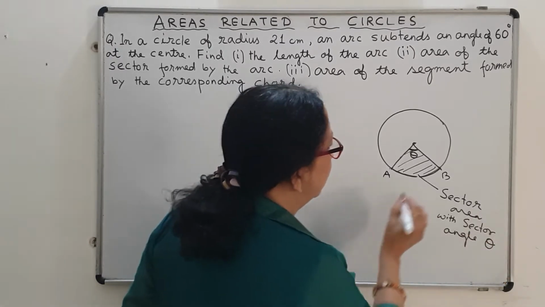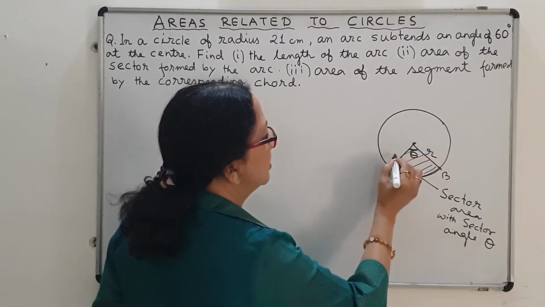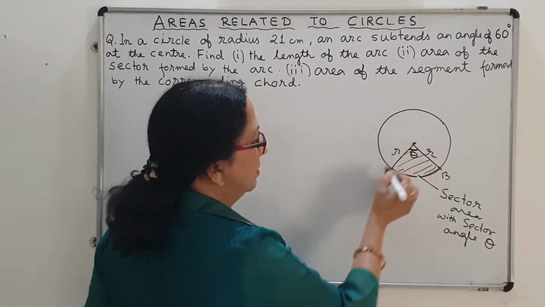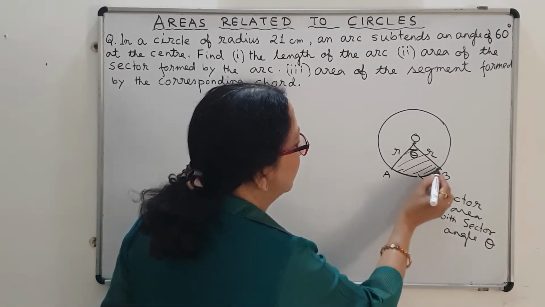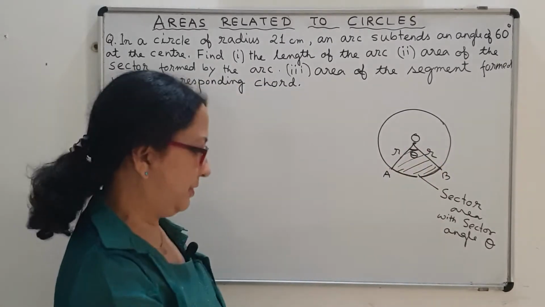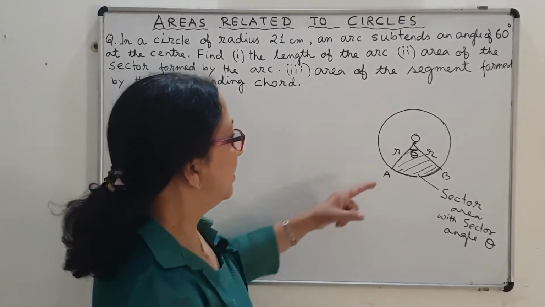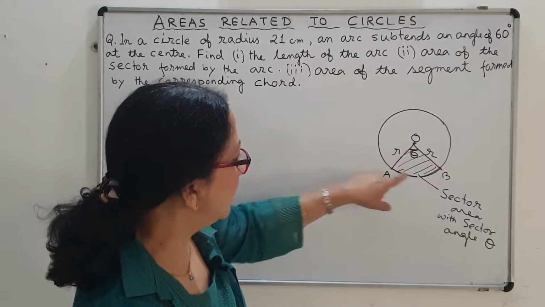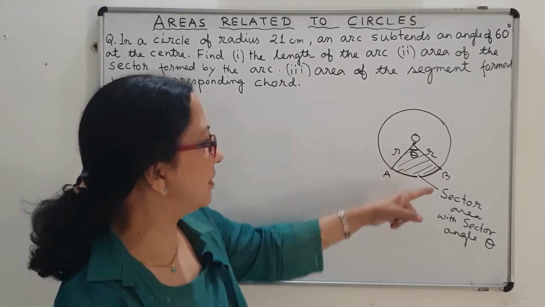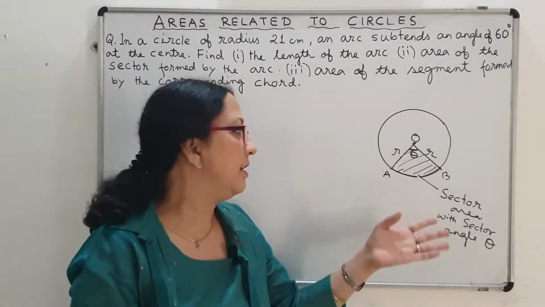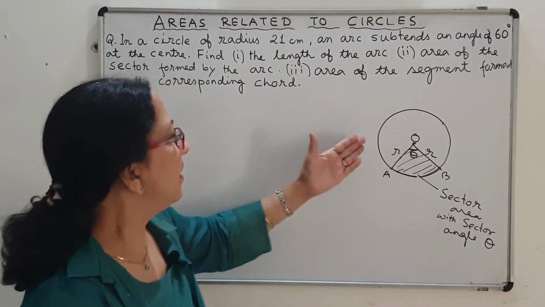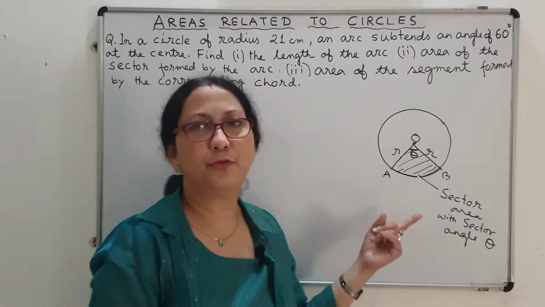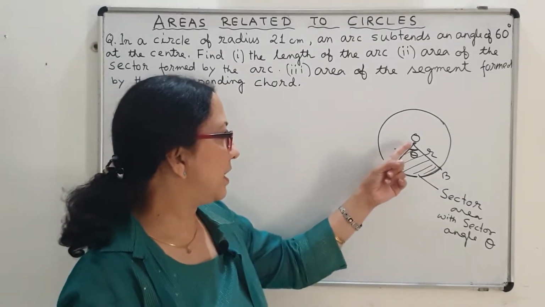Suppose R is the radius of the circle, O is the center, and AB is the arc which is subtending an angle of theta at the center. Then this region between the two radii at the endpoints of the arc and the arc is known as the sector area or sector with sector angle theta. So this is a sector. Now we have to find a formula for finding the sector area.